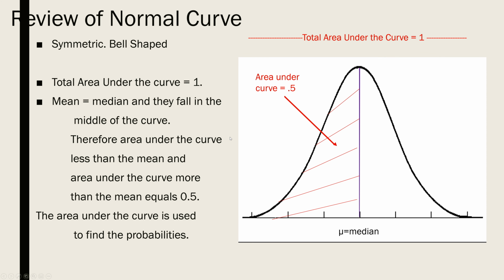Here is a review of a normal curve. The normal curve is always symmetric and bell-shaped. Second, the total area under the curve always equals 1. For a normal distribution, the mean should equal the median because it is symmetric, and they fall in the middle of the curve. Therefore, the area under the curve less than the mean and the area under the curve more than the mean both equal 0.5. The area under the curve is used to find probabilities.